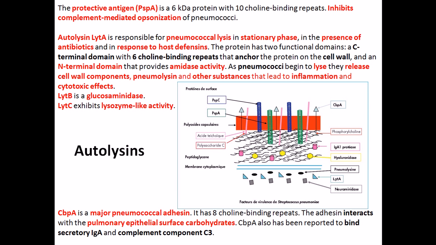Now the protective antigen PspA is known to inhibit the complement-mediated opsonization process. So in all the ways we are seeing, there are many important ways to evade our immune system, because normally pneumonia is a very controllable disease. It is very common and treatment is always available, but nowadays pneumonia is getting very dangerous because the bacteria are modifying themselves and finding new ways to evade our host immune system.